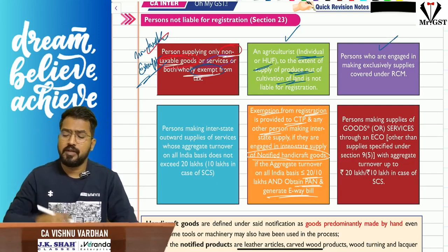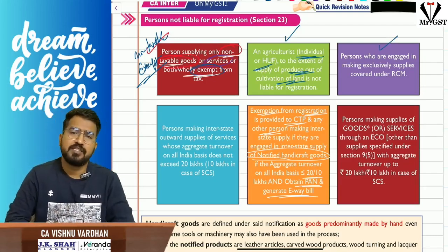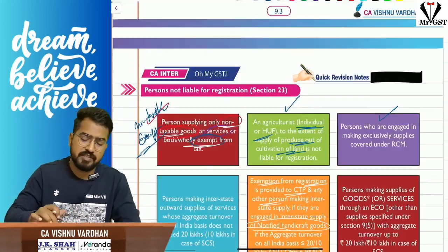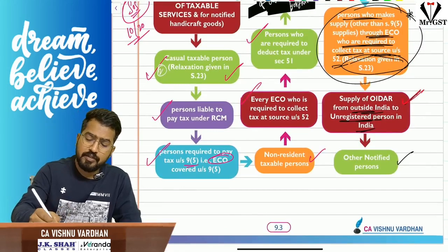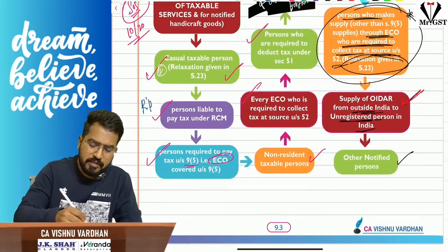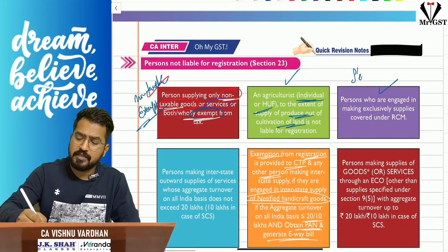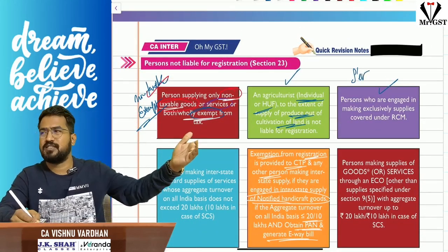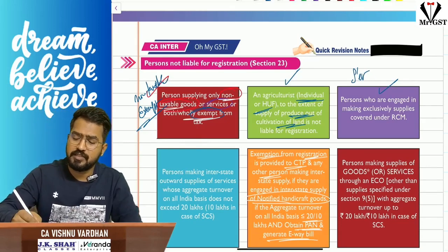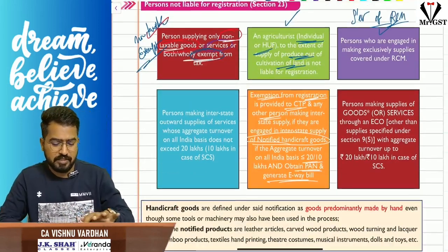Okay, persons who are engaged in making exclusively RCM supplies. That means supplier of RCM services. Here, if you see, we have understood the recipient of RCM supplies, but here we are talking about the supplier. When the recipient is liable to pay GST under RCM, why should the supplier have to take registration? Supplier of RCM supplies, okay, no need to take GST registration.